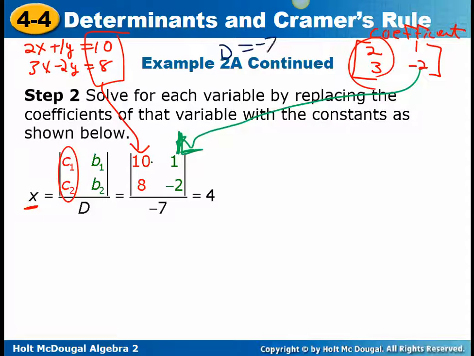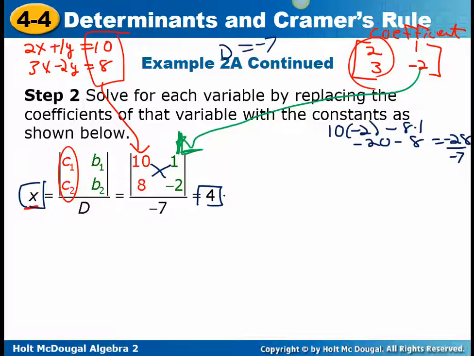Now we take 10 times negative 2 minus 8 times 1. So that's negative 20 minus 8, which is negative 28. And we divide that by negative 7. That's where we got the 4. Now we know that part of our answer is x equals 4.